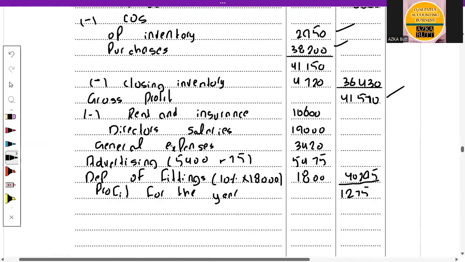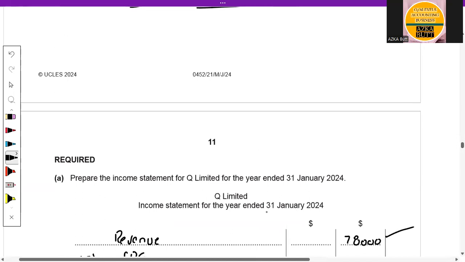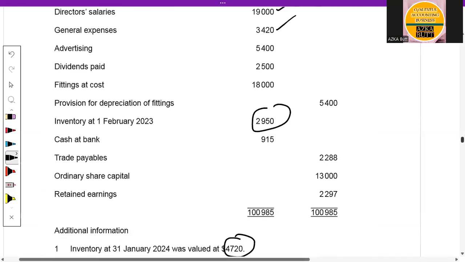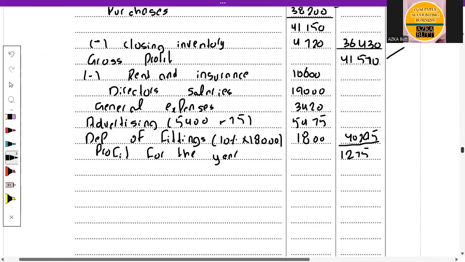Rent and insurance, director salary, general expenses, but in advertising, we have to add some expenses because these expenses were accrued. We are preparing it for 31st January 2024, and these expenses were accrued at 31st January 2024. So we have to add this $75 whether we paid it or not. It's not necessary if it is related to this year's income statement. So you have to add 75 to the total advertising expense, which is $5,400 plus 75.